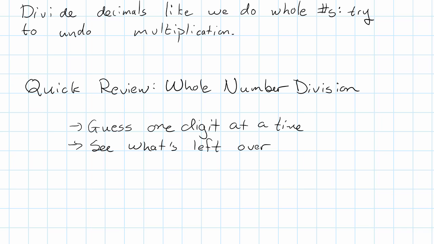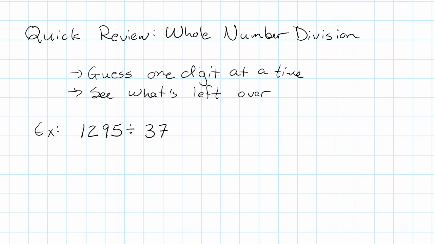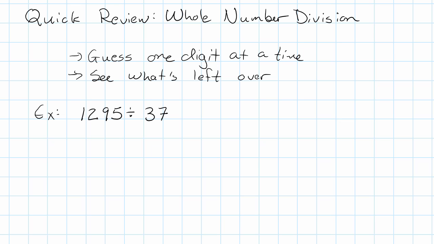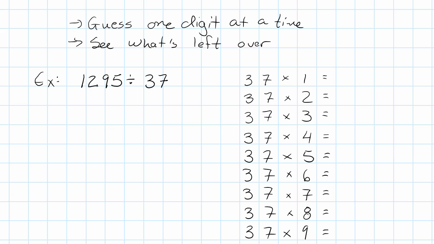So let's do a fairly basic whole number example. Let's try 1,295 divided by 37. Okay, but wait, you say. That's not basic, because my 4th grade teacher didn't make me memorize the multiplication tables for 37. That's okay. We're going to do a little prep work. We're going to write out a quick multiplication table for 37 to help us work this problem. So here we're multiplying 37 by each of the one-digit numbers, so by each of the digits that we might possibly be guessing.